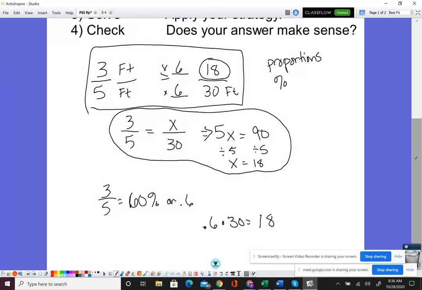Does it make sense that out of 30, she's going to make 18? Well, we said before 3/5 was a little bit above average. Average would be 50%, right? So half of 30 is 15. 18 is a little bit above 15. So, yes, the problem does make sense.